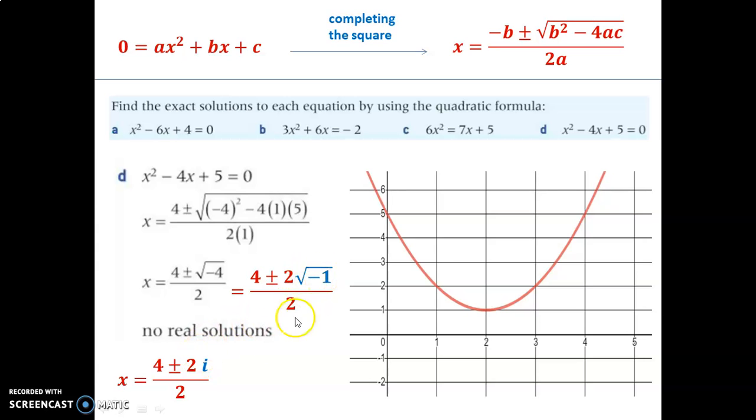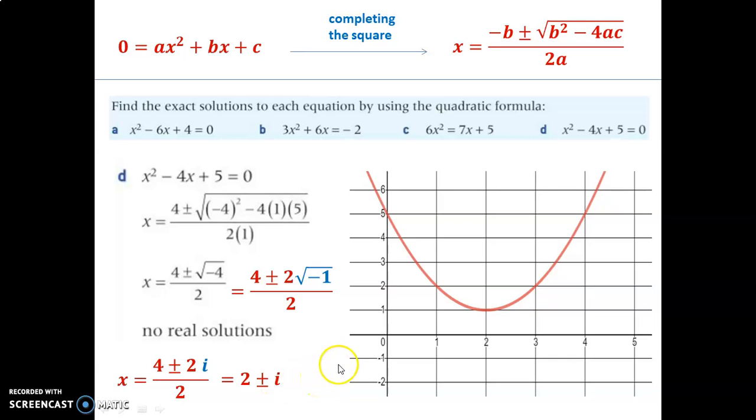So that root of negative 1 became i. And now we have a 2 here, so we can divide 4 and 2 both by that 2. So this simplifies into 2 plus or minus i. Okay, so there are our solutions for this quadratic. There actually are solutions, and they are called complex solutions because they have an imaginary component. So 2 plus i and 2 minus i.